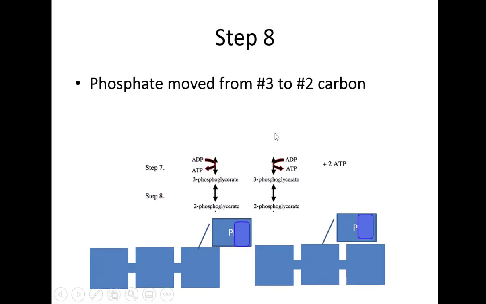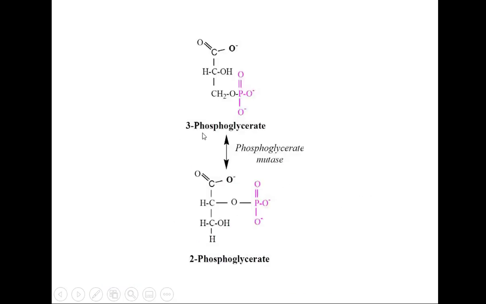And step 8 is very simple too. 3-phosphoglycerate can become 2-phosphoglycerate, and 2-phosphoglycerate can become 3-phosphoglycerate. It's reversible, right? This is just a little rearrangement. If there is demand, the phosphate group of 3-phosphoglycerate goes to the second carbon, so 2-phosphoglycerate. The enzyme phosphoglycerate mutase makes it 2-phosphoglycerate. Just the phosphate group moves to the second carbon.